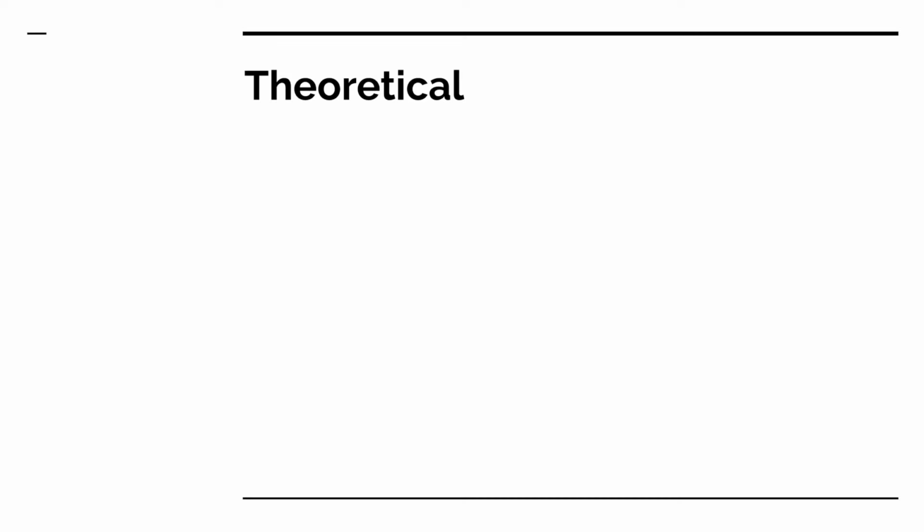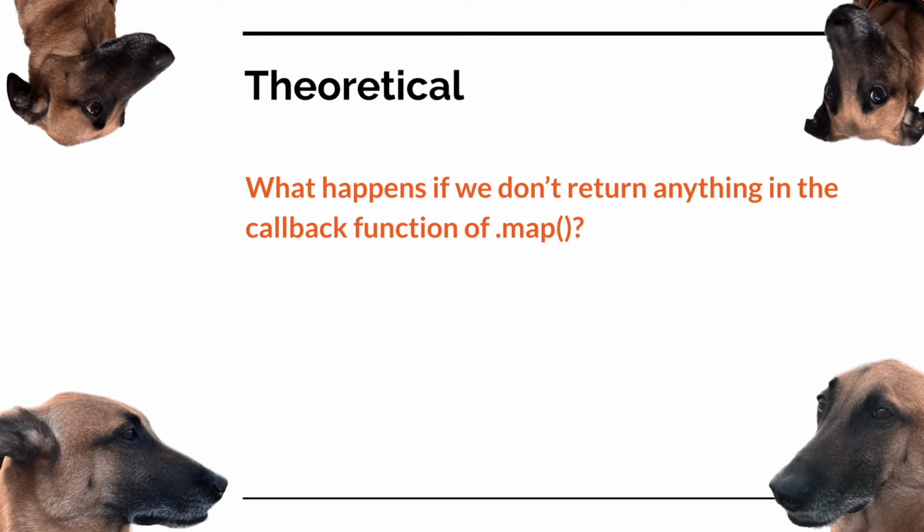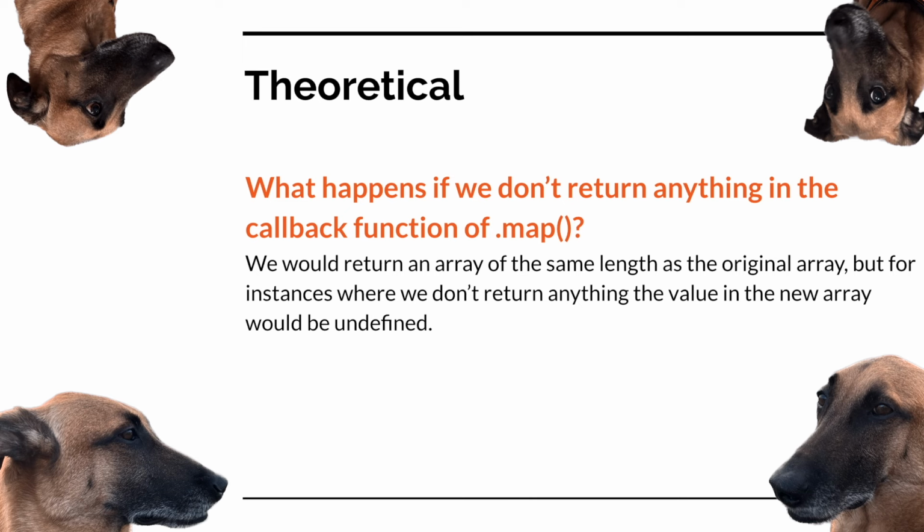Great, on to some theoretical questions. So what would happen if we don't return anything in the callback function of map? Well, we would return an array of the same length as the original array, but for instances where we don't return anything, the value in the new array would be undefined.